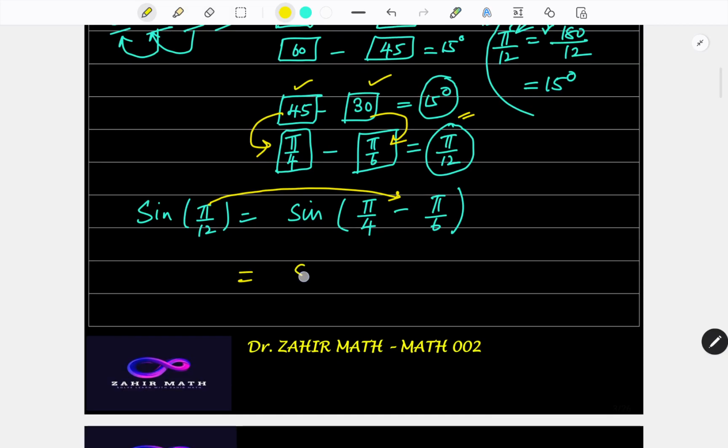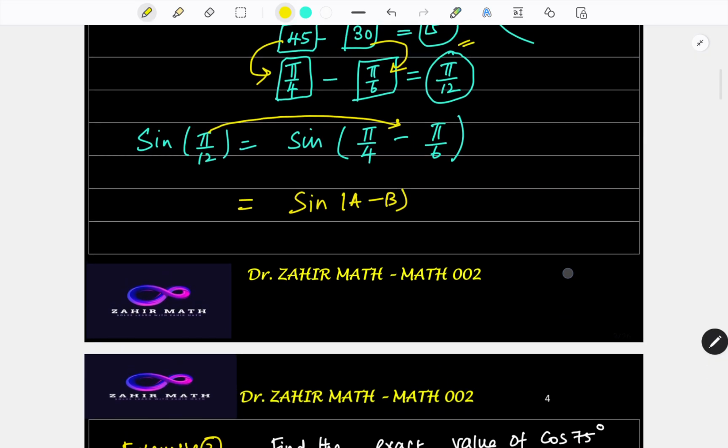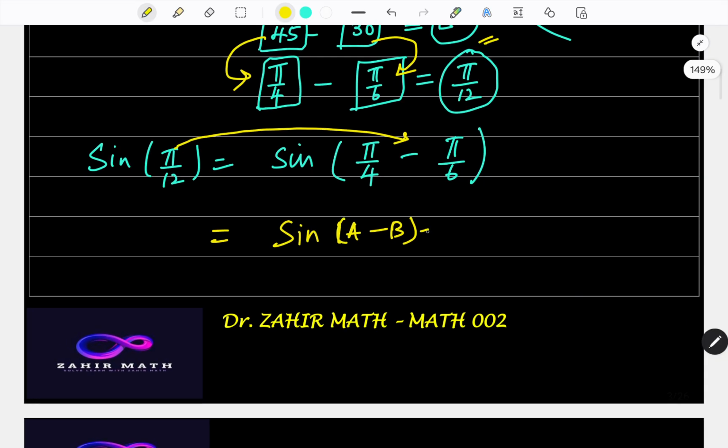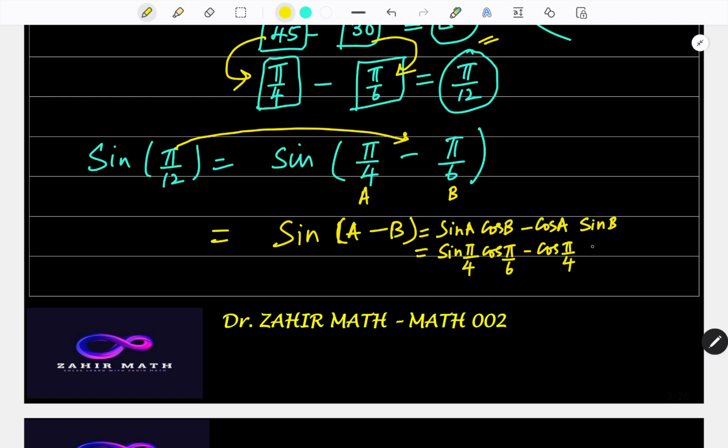Now, this is of the model sine of A minus B. What is sine of A minus B? Sine A cosine B minus cosine A sine B, which is equal to sine pi by 4 cosine pi by 6. This is your angle A. This is your angle B. Minus cosine pi by 4 and sine pi over 6.